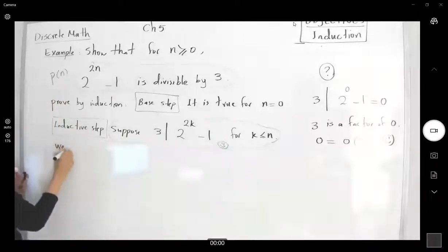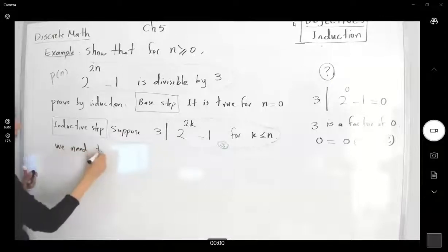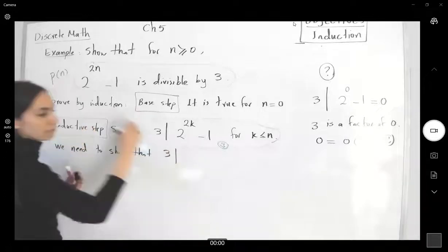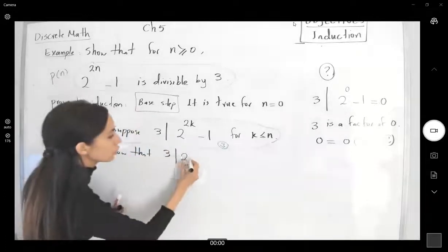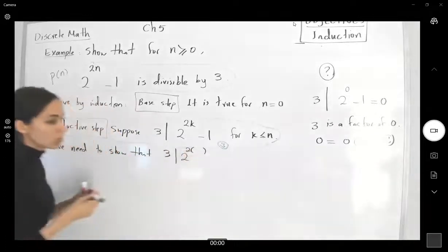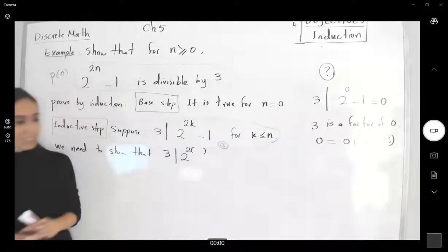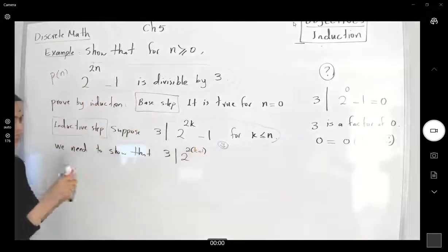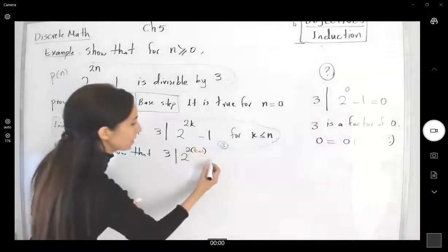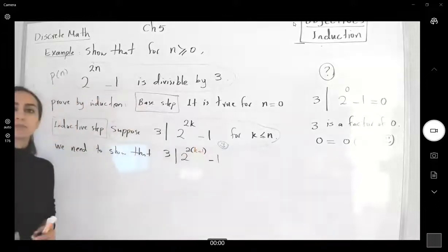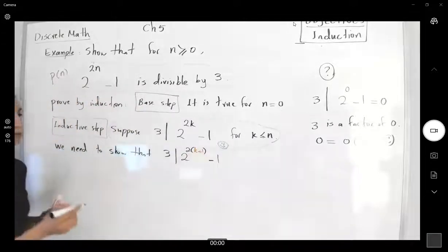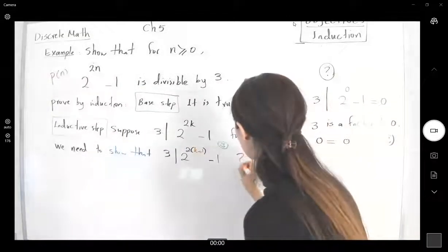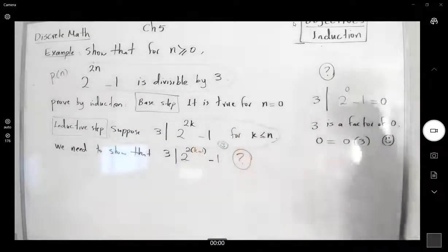We need to show that 3 divides 2 to the power 2 times k plus 1, minus 1. So wherever I see k, I write down k plus 1. This is what I'm trying to prove. Let's put a question mark next to it. This is what we're trying to prove.